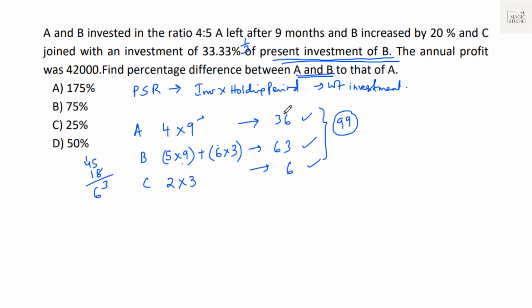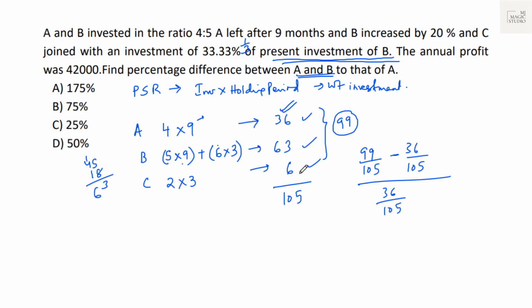to that of A. A is 36. Percentage difference between A and B to that of A. So percentage of A and B is out of this. This is 99 and 105. So A and B percentage is 99 by 105 minus that of A. A is 36 by 105. Since that is the comparison, we are comparing it with A, 36 by 105. So this also is of no use.